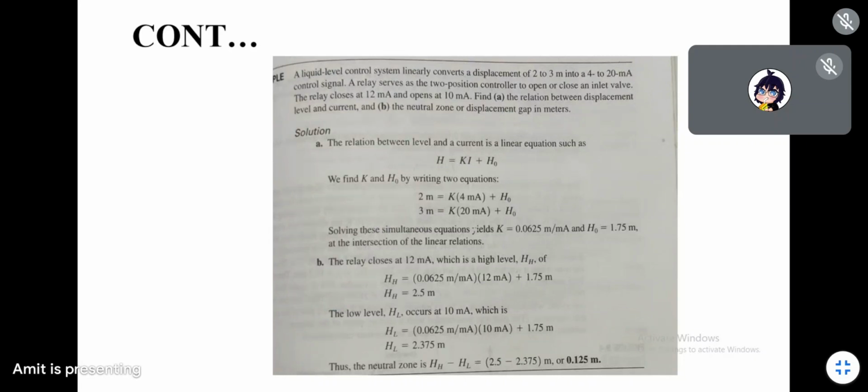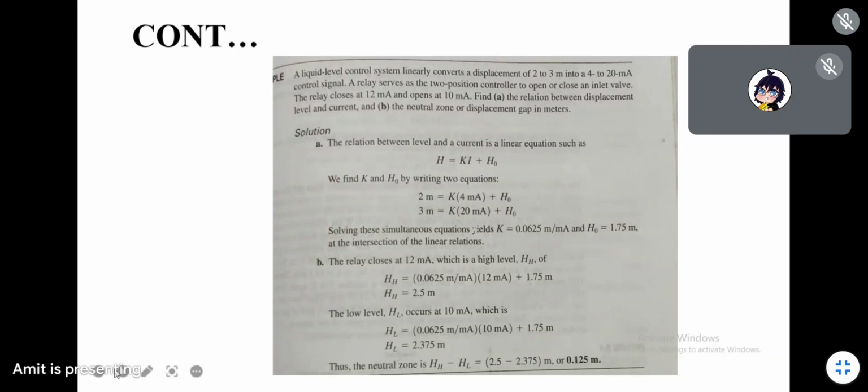You can do it on your own, yes or no? Yes, sir. So you can find k as well as h naught. So it is solved here. k is 0.0625 meter per milliampere, while h naught is 1.75 meter. So what is your equation now? The equation is h equal to kI, where in k you write this value, and in h naught you write this value.